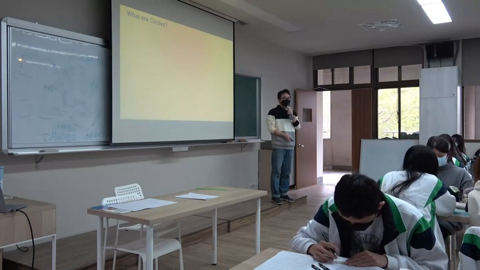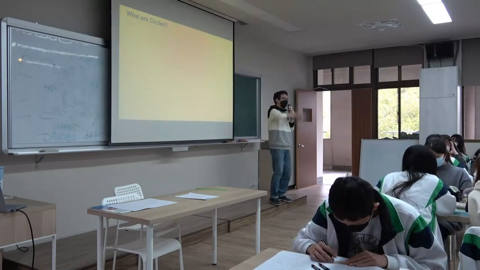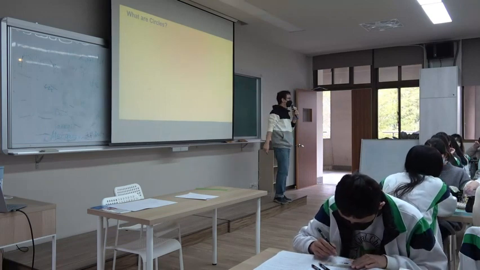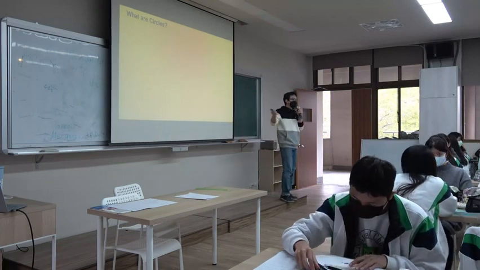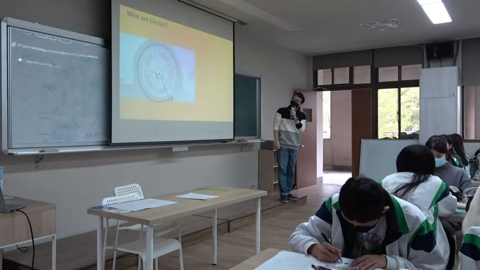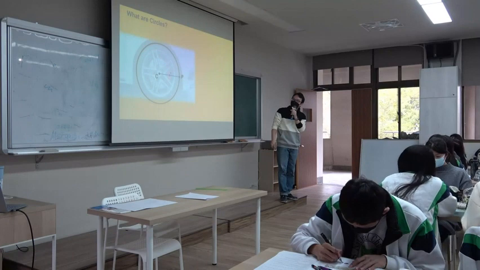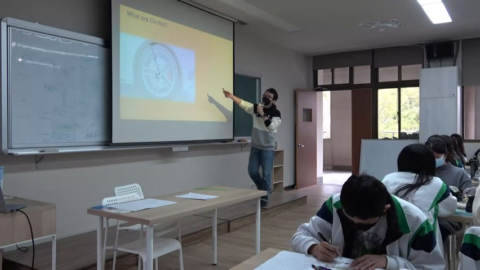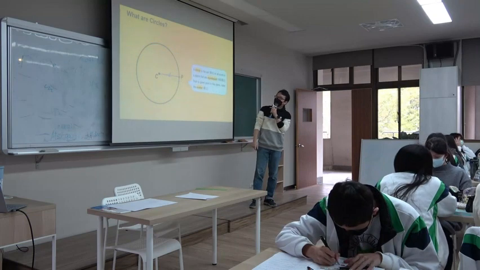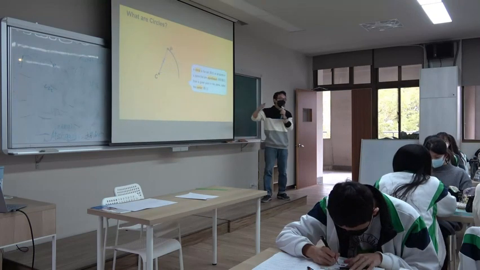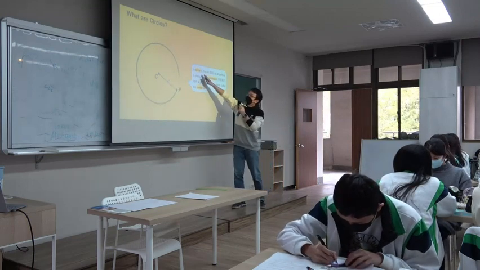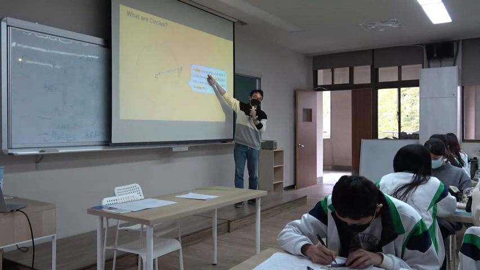What are circles? Circle. What's the definition? Definition of circle. This is a circle. Okay. Here is the definition of a circle. Okay, let's see. A circle is the set.